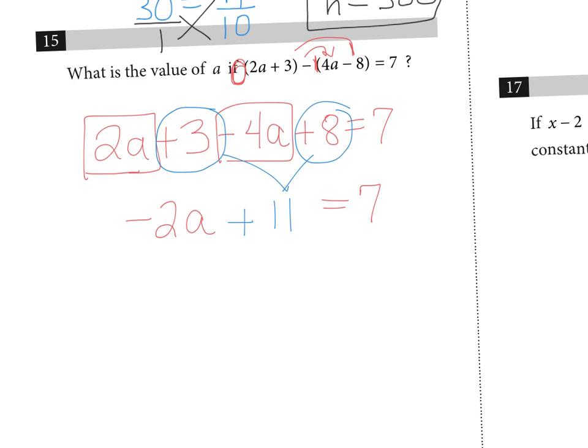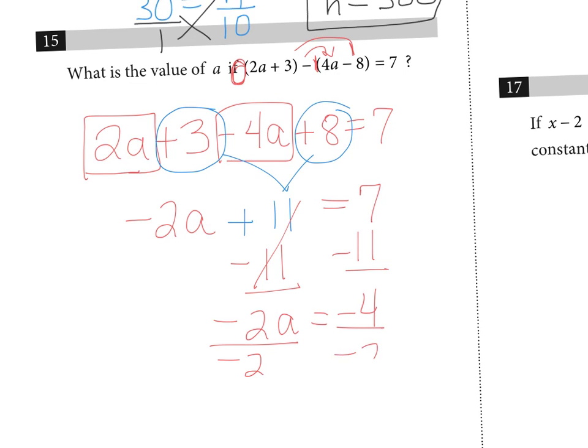Okay, so I'm looking for the a value. So what else? Minus 11. So -2a equals -4. Divide by -2, right? Is the next step? So negative divided by negative is what? Positive. And 4 divided by 2? That is 2. And that was the answer for number 15. So yes, you're going to have something like number 14, like number 15 for sure on the quiz, okay? So be ready for that.